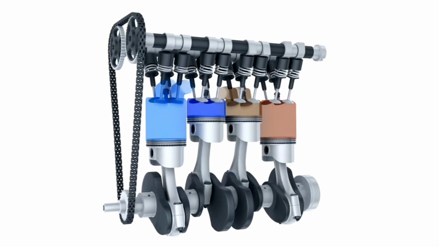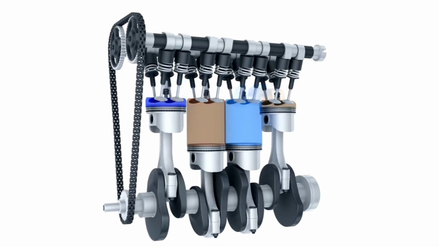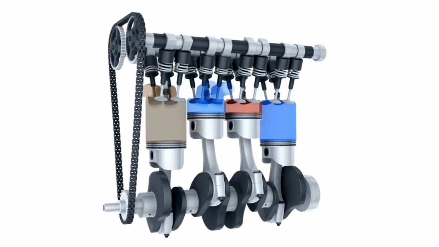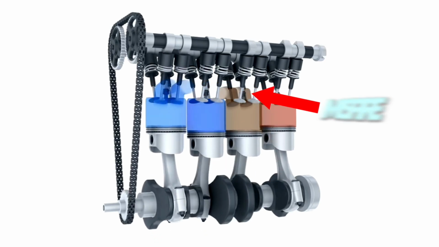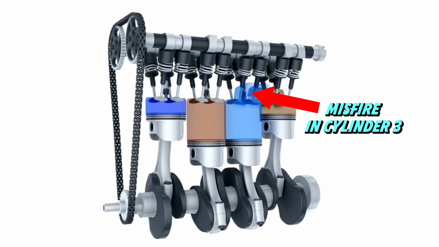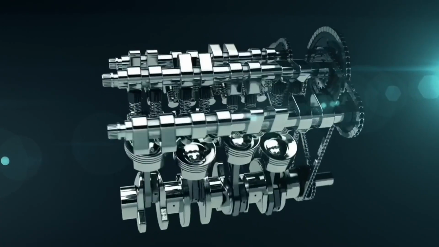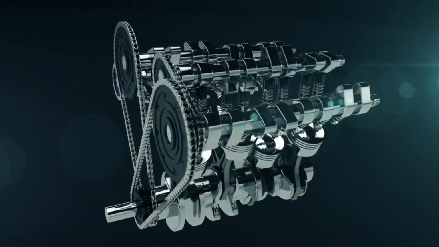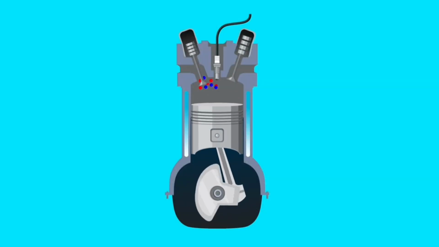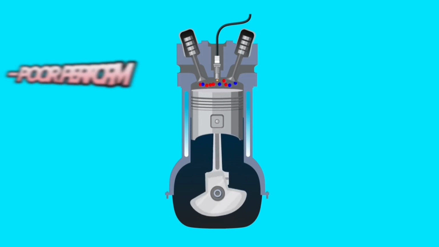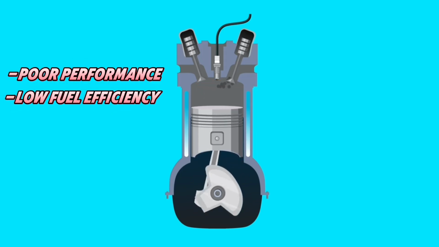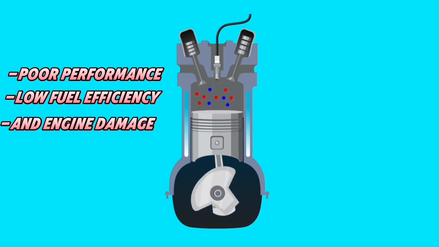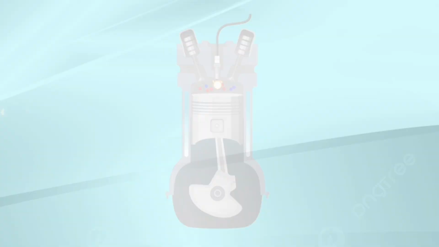The P0303 code is an OBD diagnostic trouble code, or DTC, and it means there's a misfire detected in cylinder number 3 of your engine. Your engine consists of multiple cylinders, and each one needs to fire properly for your car to run smoothly. When one cylinder misfires, it can lead to poor performance, lower fuel efficiency, and in some cases, engine damage if not addressed.